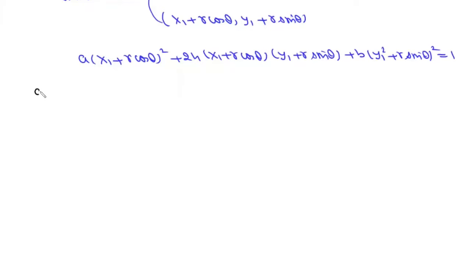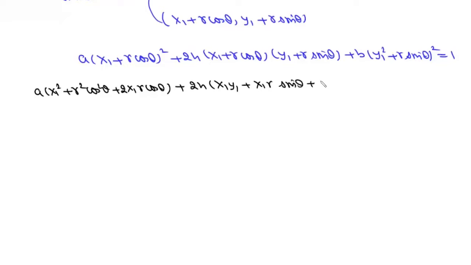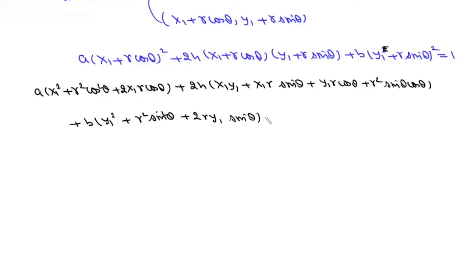Now we'll simplify this equation. So it will be a into x1 square plus r square cos square theta plus 2 x1 r cos theta, plus 2h into x1 y1 plus x1 r sin theta plus y1 r cos theta plus r square sin theta cos theta, plus b into y1 square plus r square sin square theta plus 2r y1 sin theta equals 1. Now what we'll do is we'll write this as a quadratic equation in r.